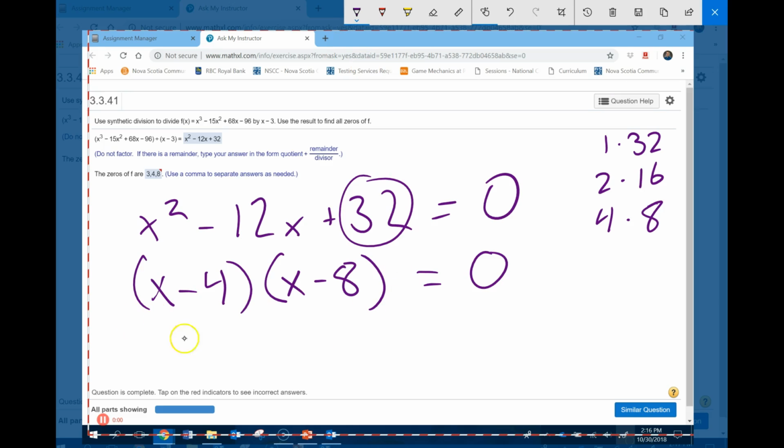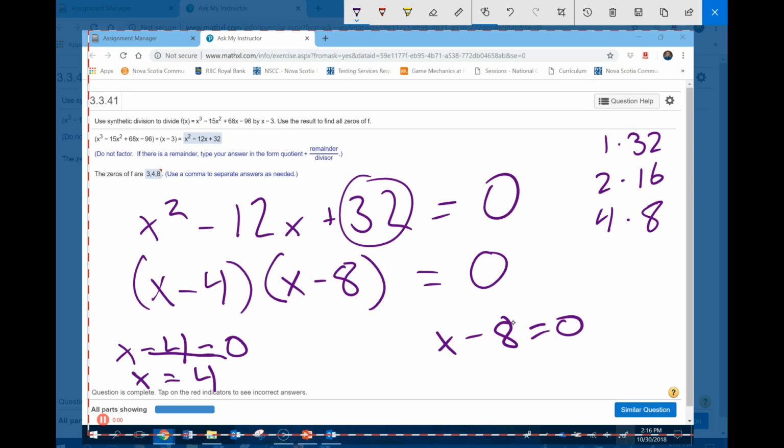So what we can do now, this is called the zero product rule. Basically I can set each one of these factors equal to 0. So I'm going to say x minus 4 equals 0, and quite separately x minus 8 equals 0. So I hope you can see what I'm doing. I'm just taking this whole factor here, setting it equal to 0, this whole factor here, setting it equal to 0, and then we'll solve for x.